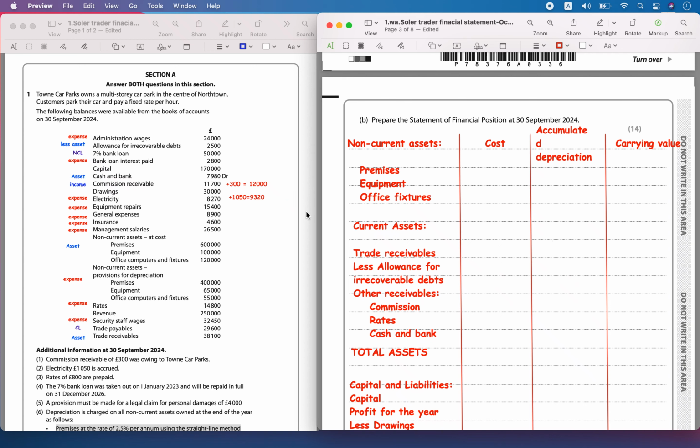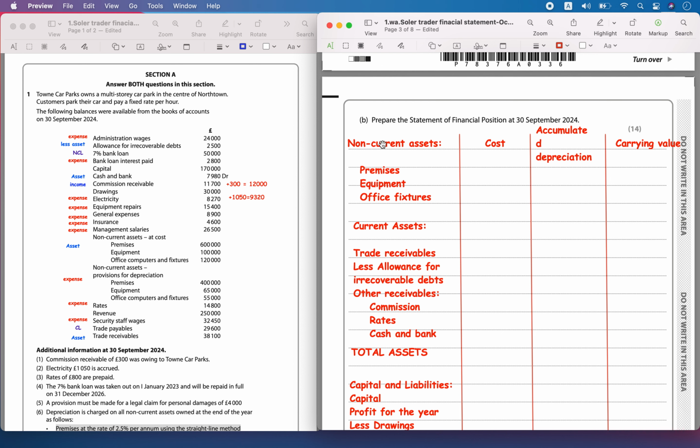Hello, today we are going to solve the October 2024 paper, question number 1, part B. Prepare the statement of financial position as at 30th September 2024 for Towne Car Parks. Okay, so let's start preparing this.